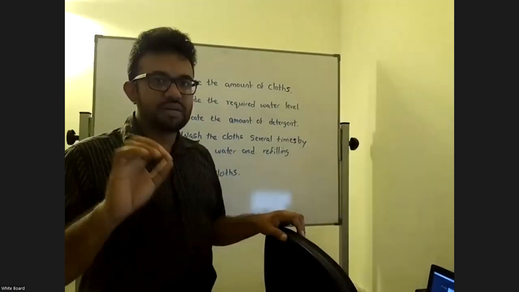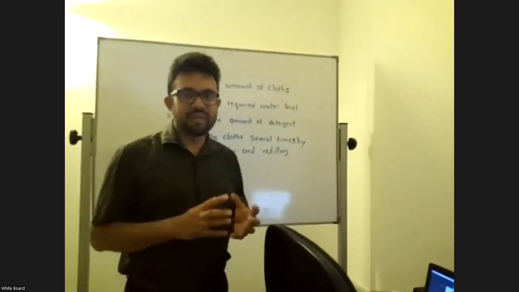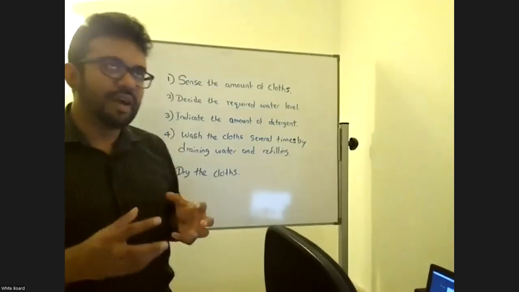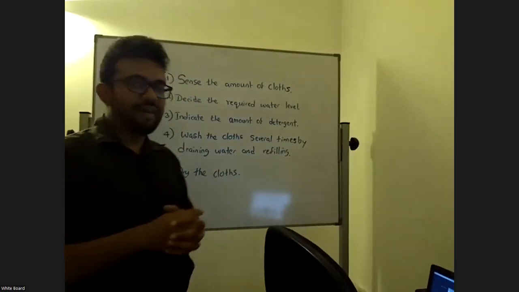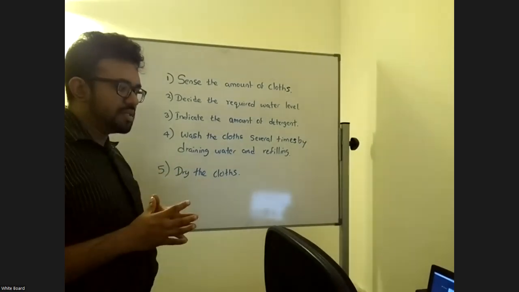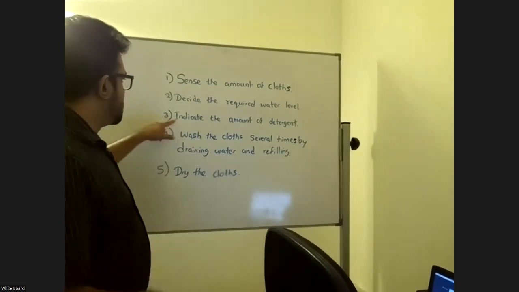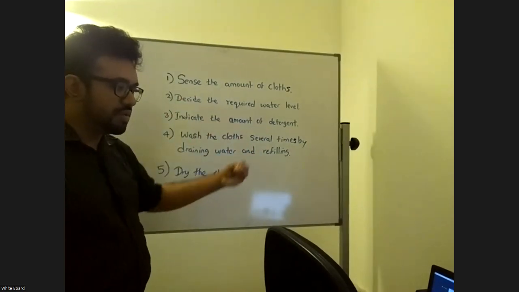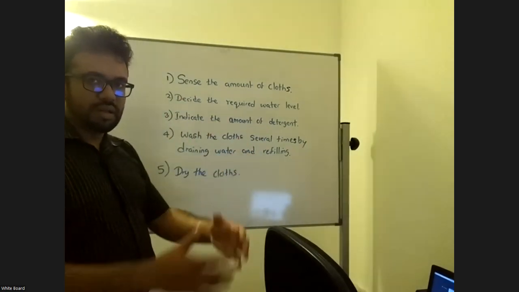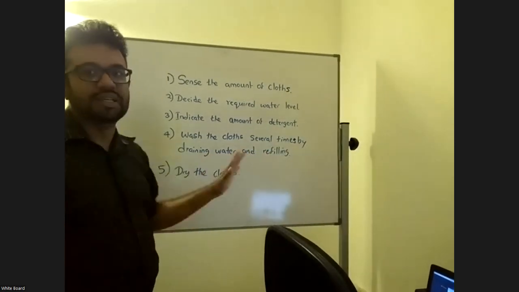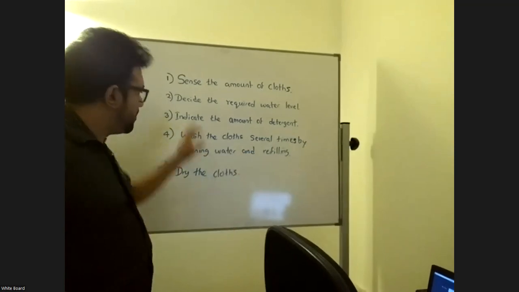Once your parents are operating an automatic washing machine, or if you can find one somewhere else, if it is not available right now, you just go and find out how it operates. So it indicates the amount of detergent. You have to open the lid and put the detergent in. After that, you don't touch it. You don't have to do anything. It will do the rest.